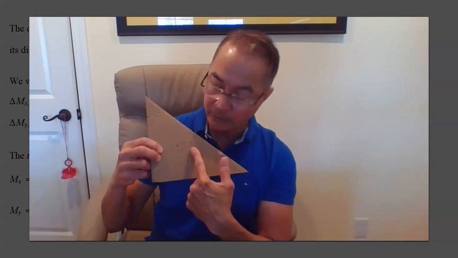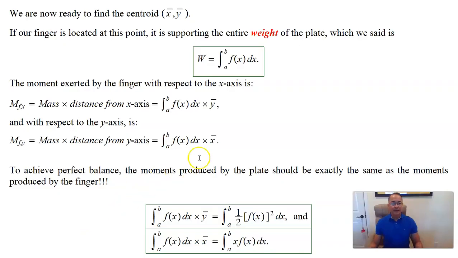How far is it from the x-axis? That would be the y bar coordinate. Okay, so we are now ready to solve for x bar and y bar. All right, so if our finger is correctly positioned at the centroid, it is supporting the entire weight of the plate. And we said that the weight is the integral from a to b of the function, also known as the area because the density is 1.